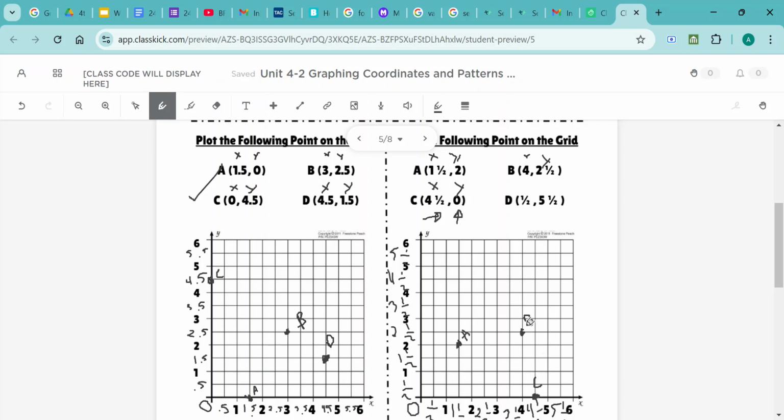This point C. And then point D, we have 0, and our x-coordinate is 1/2, and our y-coordinate is 5.5. So we're going to go from 0 to 1/2, and then go up to 5.5. All right, cool. These are all plotted.